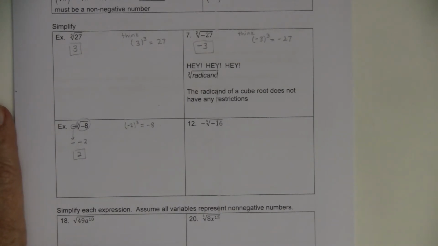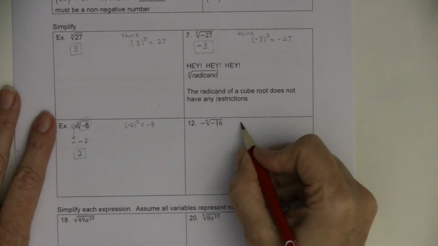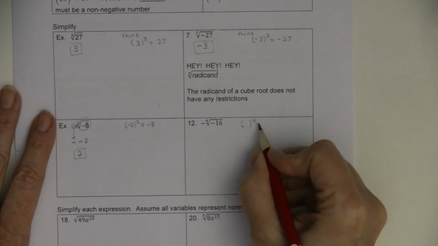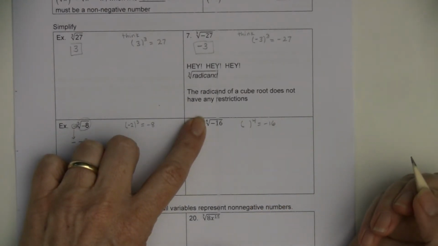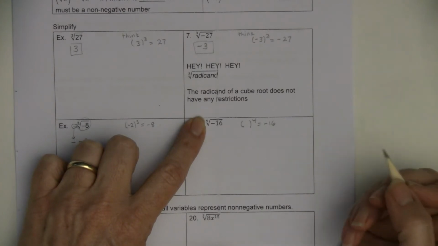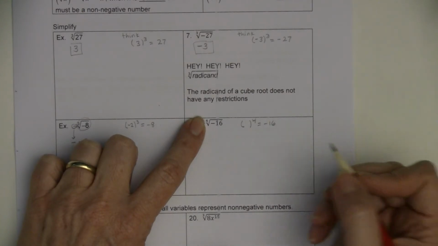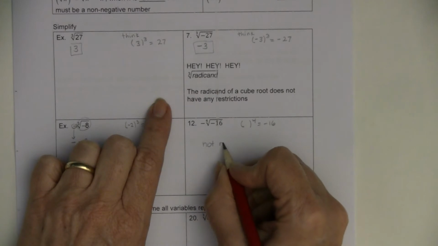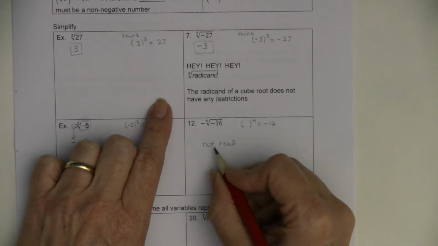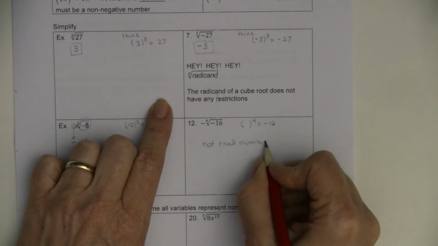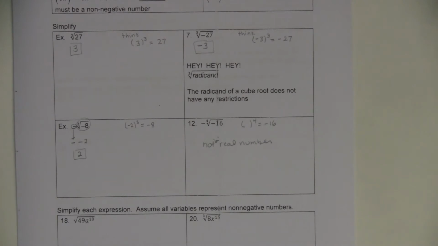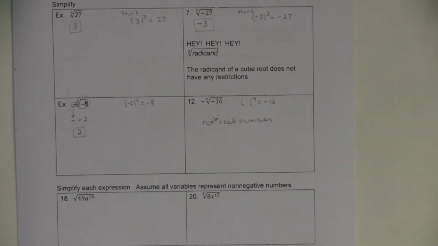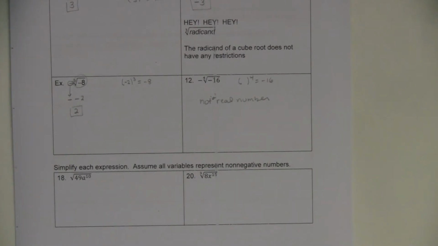Now here, there's an issue. Because when I do my thought here, what raised to the fourth equals negative 16, right there. Well, there's nothing, nothing that is real anyway, that when I raise it to the fourth, I get negative 16. And so this is not a real number. Okay, and so now they're asking us, they say, hey, assume the variables represent non-negative numbers.